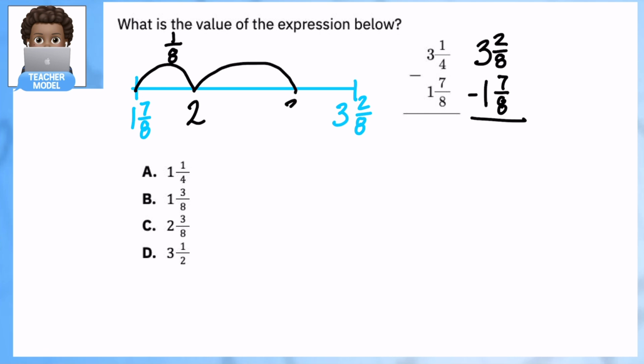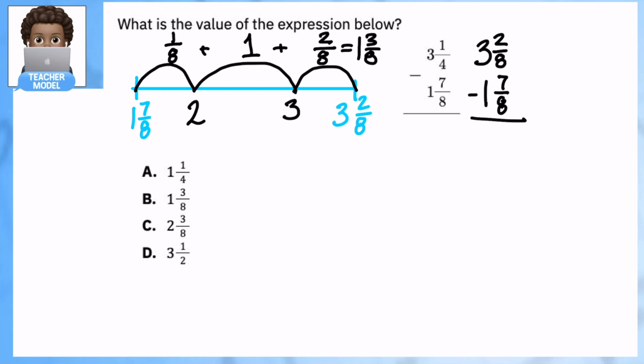And I'll get this to 3. I just have to add 1. And now I just have to add 2/8 to get from 3 to 3 2/8. So now I can add all of these up. 1/8 plus 1 plus 2/8 all together. This is 1 3/8.